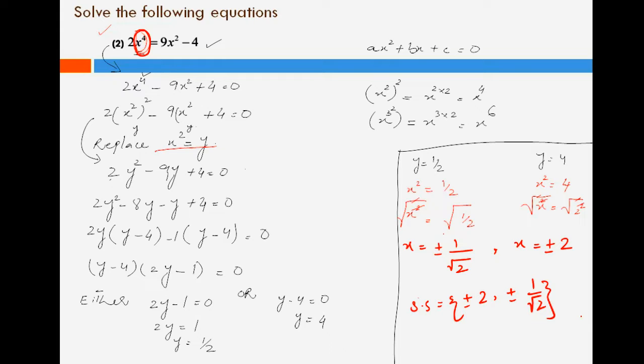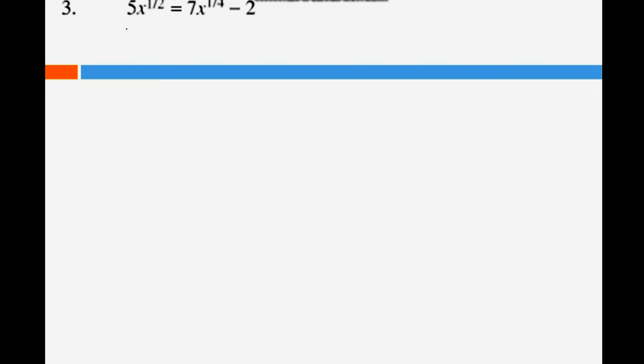Now let's do question number 3 of exercise 1.3. Now let's solve question number 3.